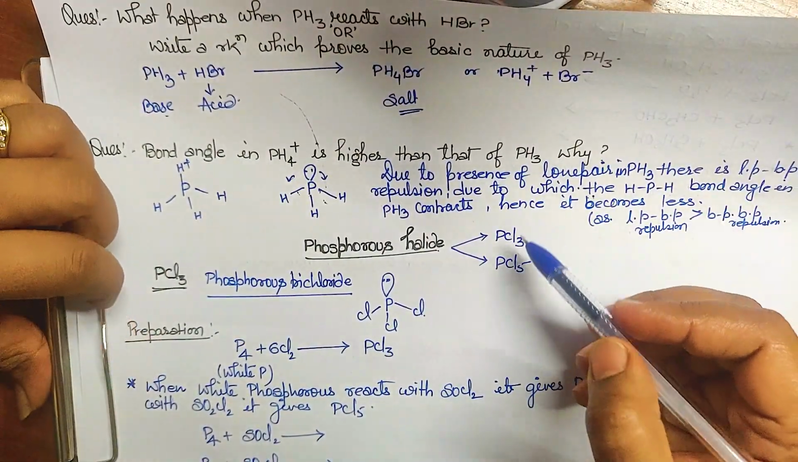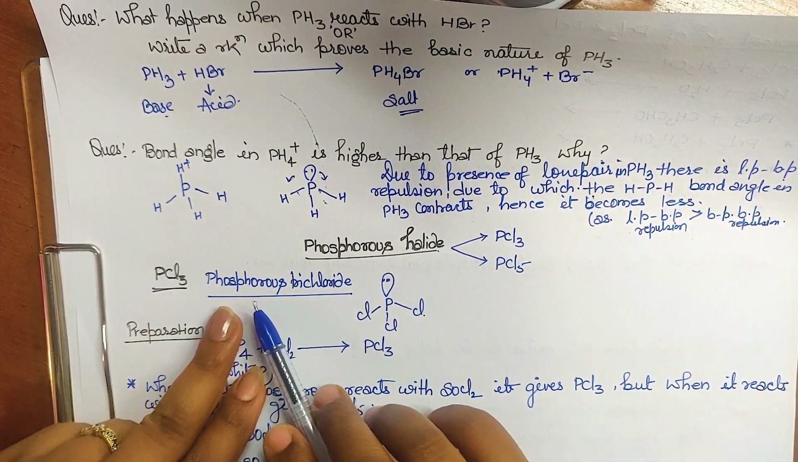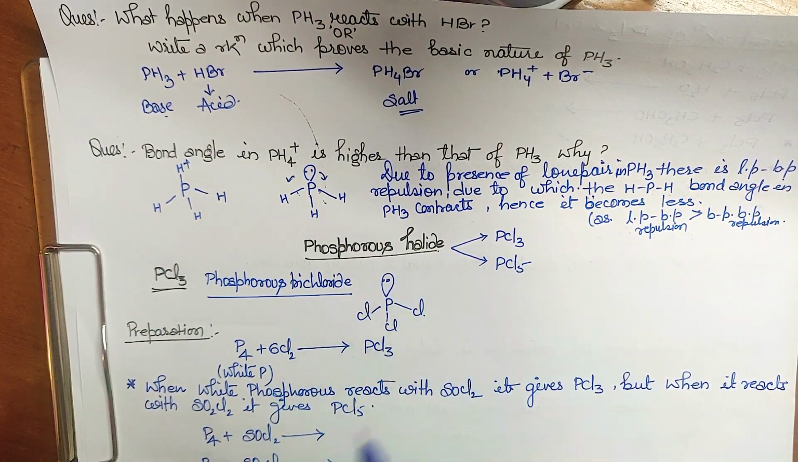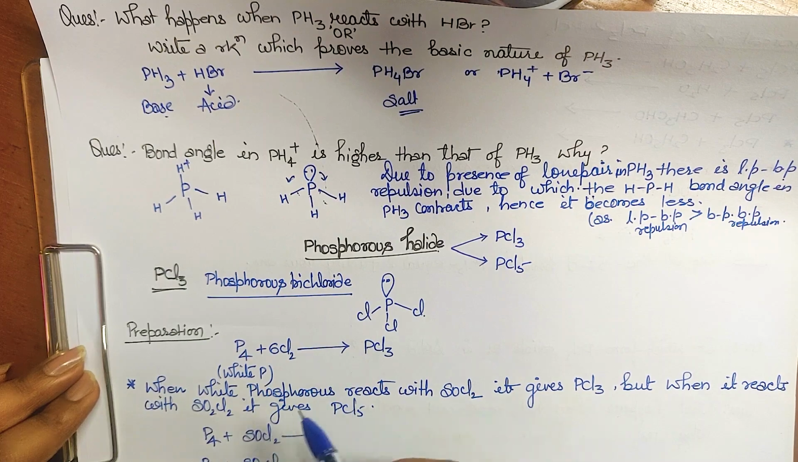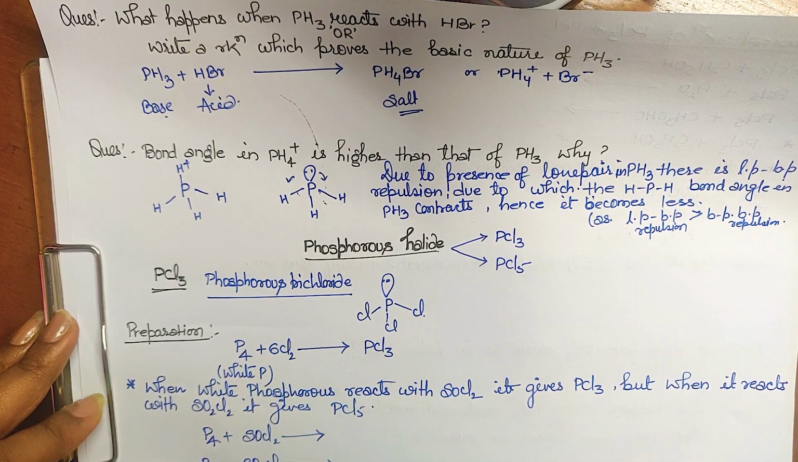So in this PCl3 and PCl5, there are the two types of phosphorus chloride. PCl3, if I will say, that is called phosphorus trichloride, and the structure will be like this. One will be the lone pair. Okay. If we have to prepare this, it can be prepared by P4 plus 6 Cl2. PCl3 will be prepared. This is white phosphorus.